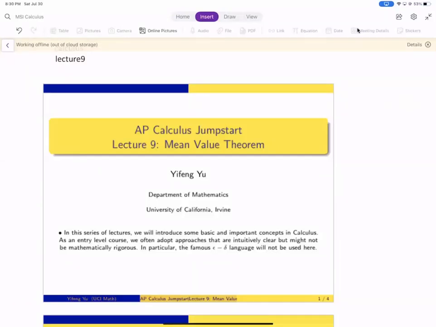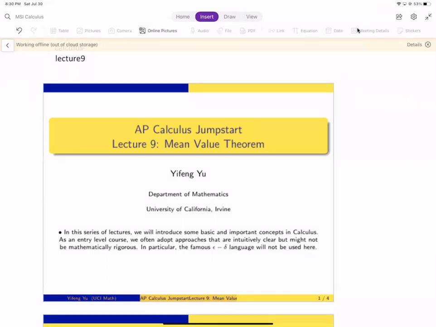In this series of lectures, we introduce some basic and important concepts in calculus. As an entry-level course, we often adopt approaches that are intuitively clear, but might not be mathematically rigorous. In particular, we will not use the famous epsilon-delta language. In this lecture, we'll look at something called the mean value theorem.